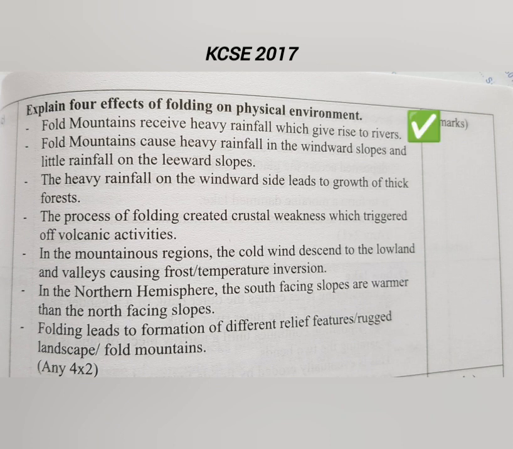Fold mountains receive high rainfall on the windward side, that is a source of rivers. That is why we say they are water catchment areas. Depression formed through folding turn into wetlands, which support a rich biodiversity. Fold mountains also cause high rainfall on windward slopes and low rainfall on the leeward slopes, creating the rain shadow effect.